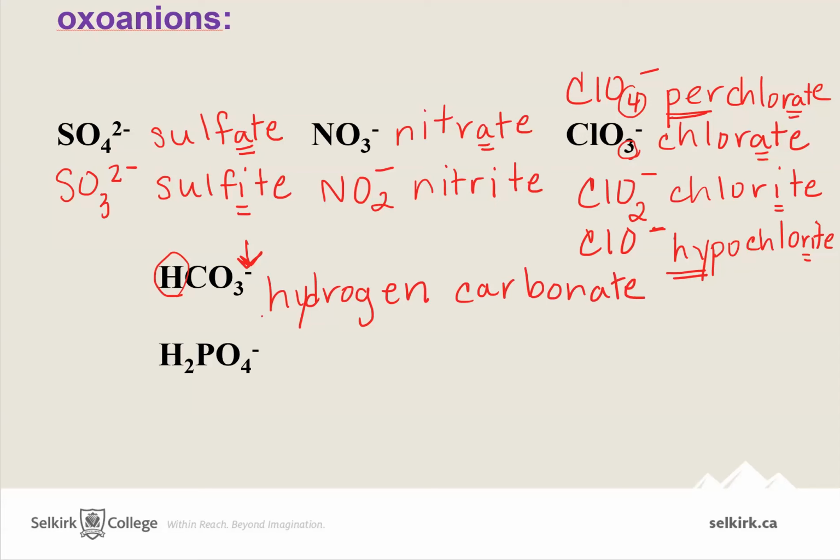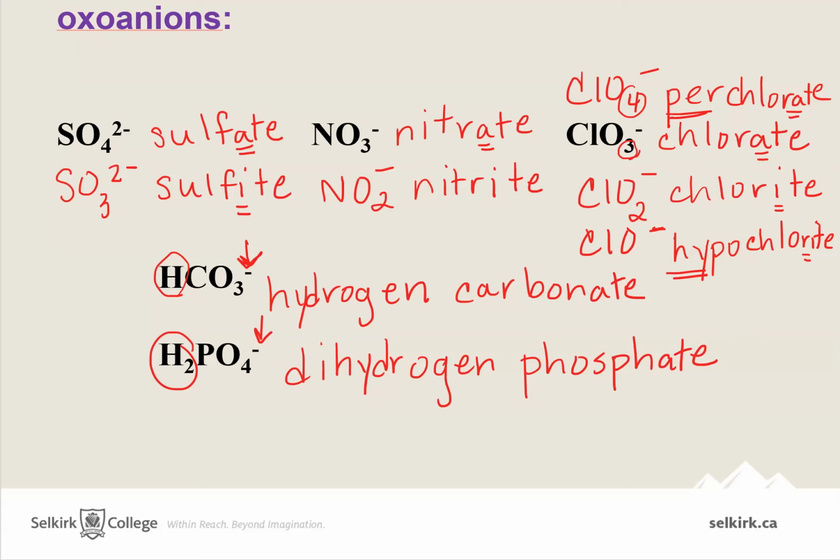And this, which is still charged, has 2 hydrogens. This is dihydrogen phosphate. I added 2 H pluses to a phosphate 3 minus. So from the 6 ions you memorized and these 2 systems, you've got quite a repertoire now.